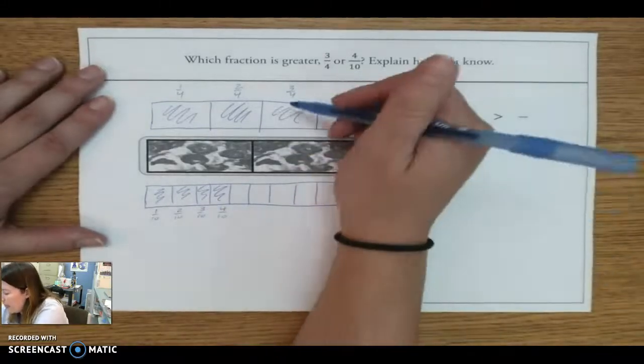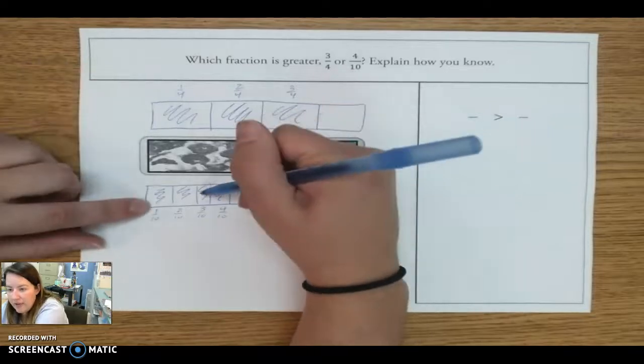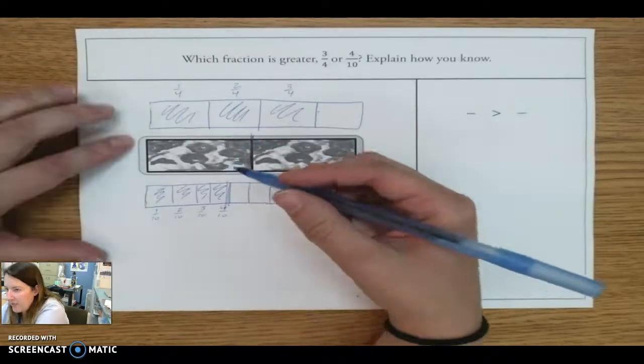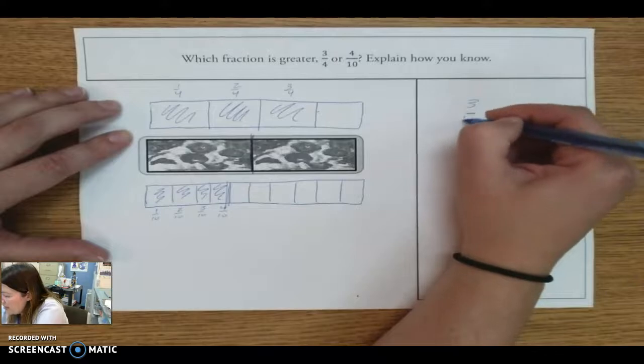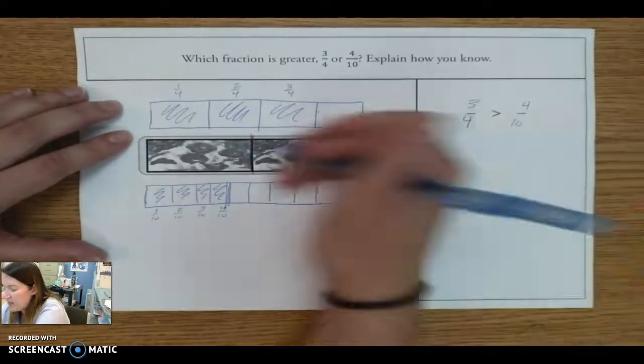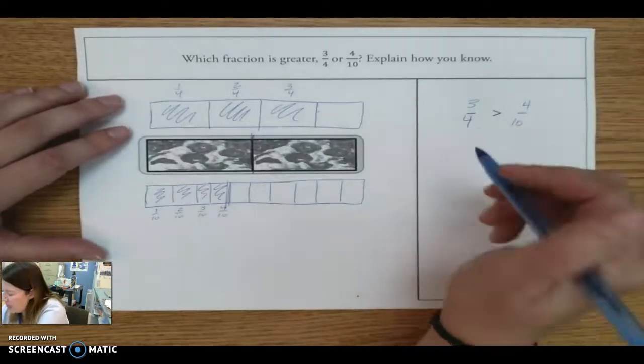Now look, 3/4 I know is larger than a half, and 4/10 is less than a half. So I know that then 3/4 should be larger than 4/10. You can do it even without drawing the pictures if you can think of what a half would be.